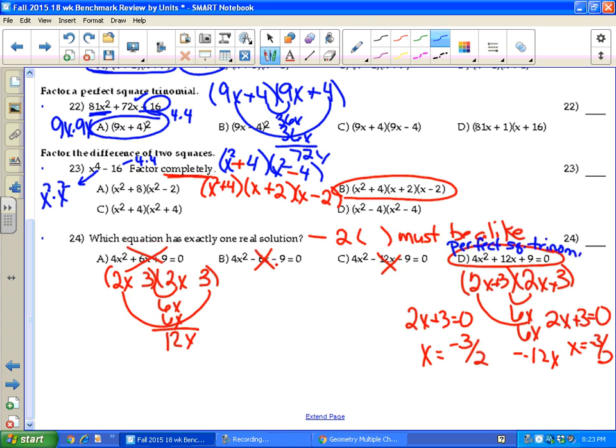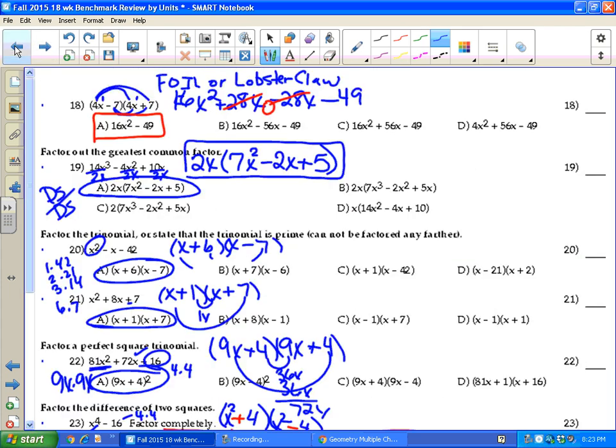When they're perfect square trinomials, they're identical in the 2 parentheses, and they only give you one solution when you solve. All right, oops, we were supposed to go back to that page I skipped.